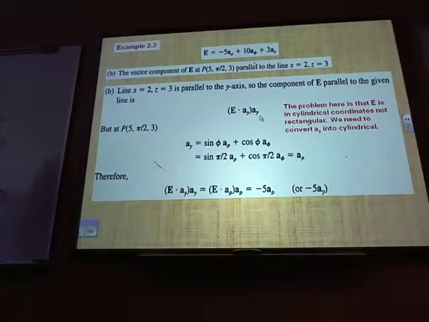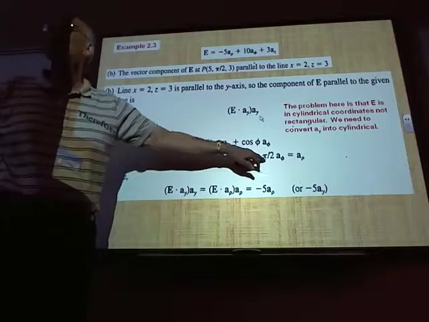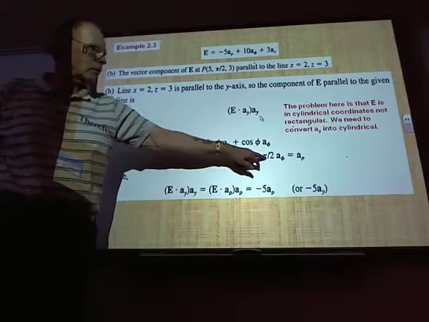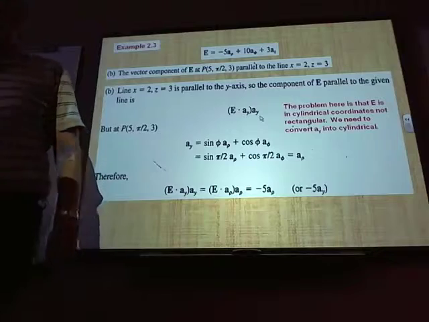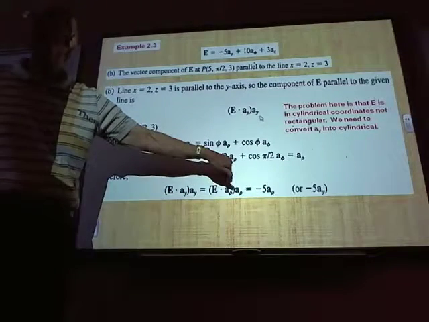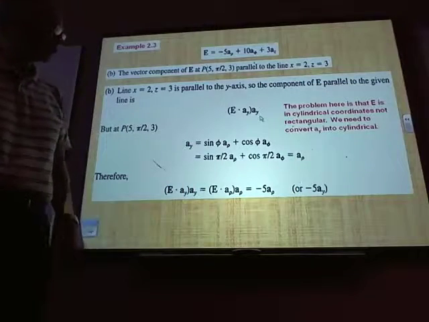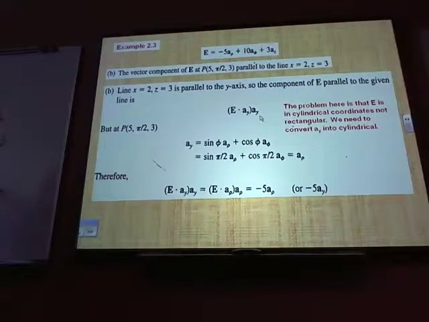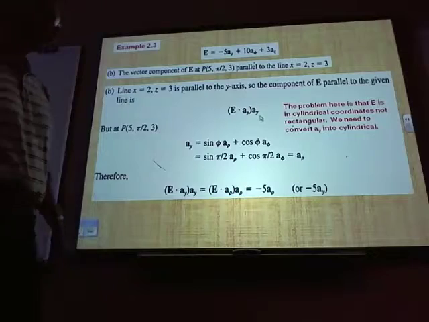Second step, you convert it to cylindrical, because cosine of that value right there is 0. That's a_phi, a_rho, a_z. Where's a_z? That's what I'm asking. There isn't one. Oh, there isn't one.